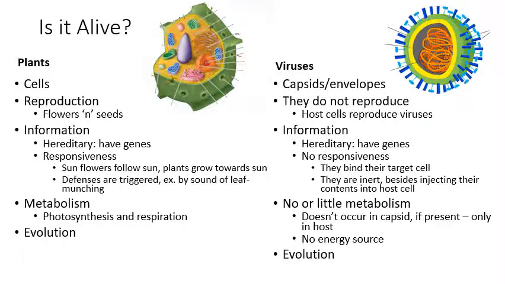Okay, so we're going to use those characteristics of life to decide if a couple of different entities are alive. So first we have plants, and then we have viruses. The first characteristic of life is cells. Plants do have cells, so they're meeting that one. Viruses actually do not have cells. Instead, they have a capsid. A cell is enclosed by a membrane, and it houses different structures that the cell needs for living.